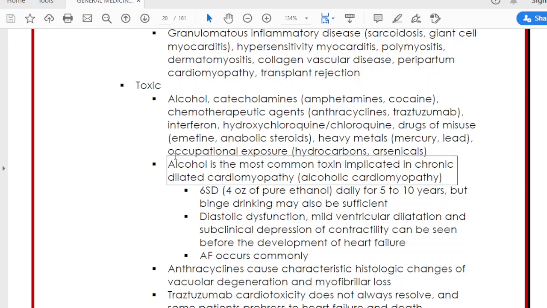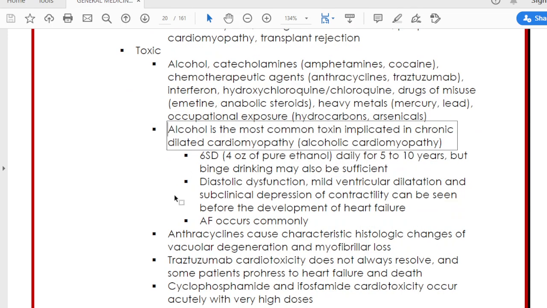Alcohol is the most common toxin implicated in chronic dilated cardiomyopathy, alcoholic cardiomyopathy. Typically 6 to 8 ounces of pure ethanol daily for 5 to 10 years, but binge drinking may also be sufficient. Diastolic dysfunction, mild ventricular dilatation and subclinical depression of contractility can be seen before the development of heart failure. AF occurs commonly.